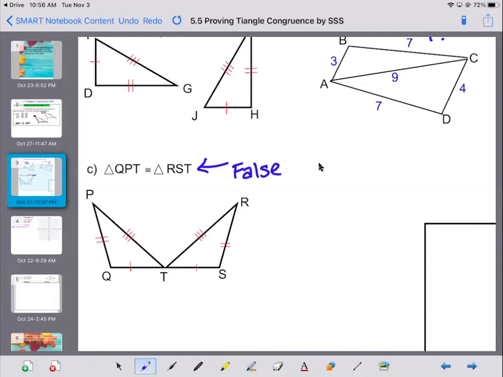Now, if I wanted to make it true, I could fix it, right? I could say triangle QPT is congruent instead to triangle. Okay, so Q to P, then T would be S to R to T.